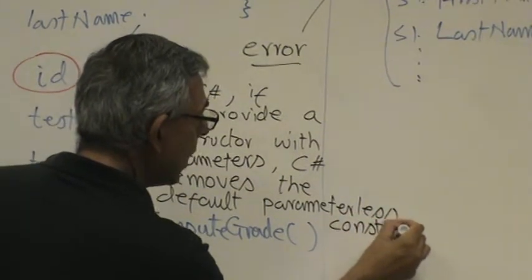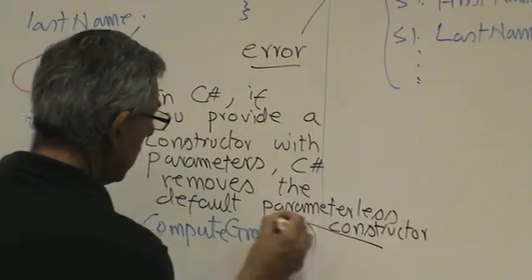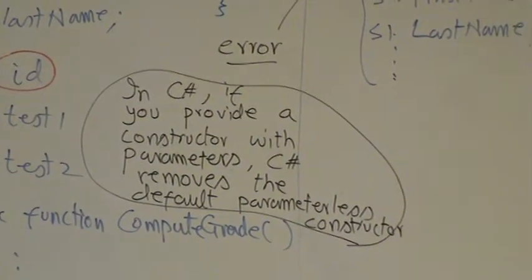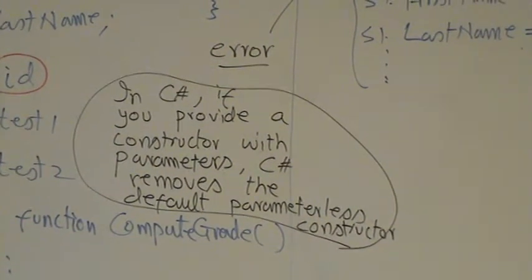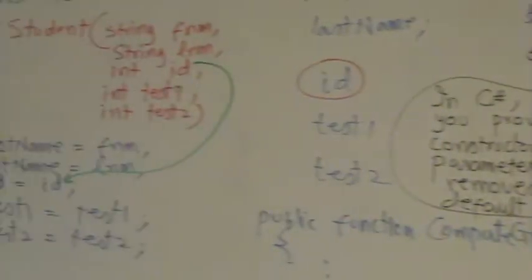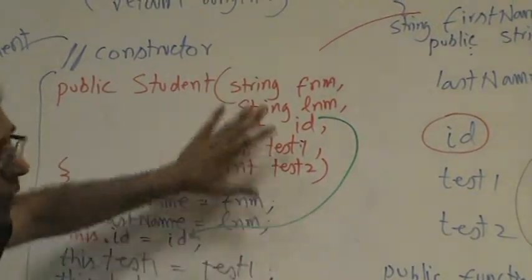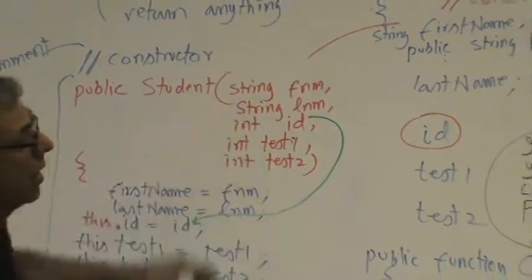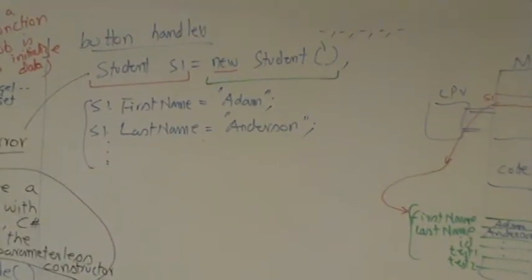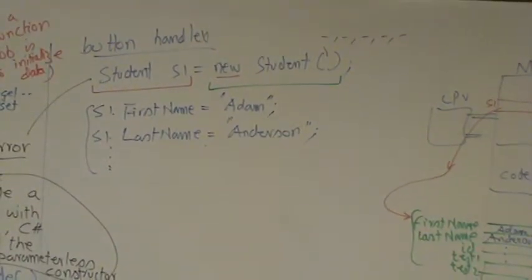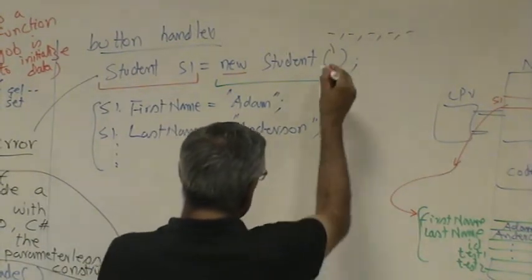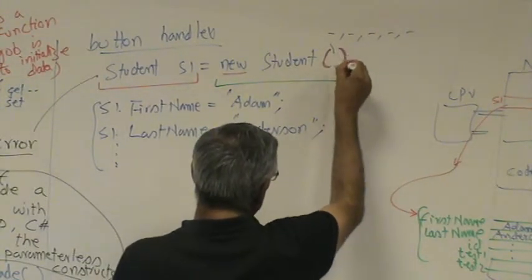So let me clarify this part, but this is what you should remember about C#, which is unlike C++. Pretend we did not write this, no constructor. So this is not there, and this is working properly. The reason it works properly is, anytime we write parentheses, what does that mean?